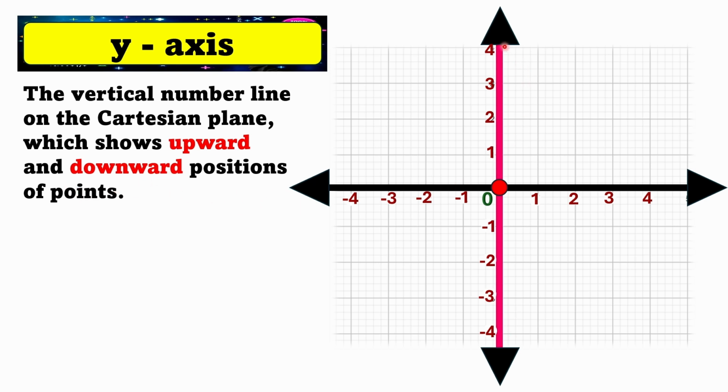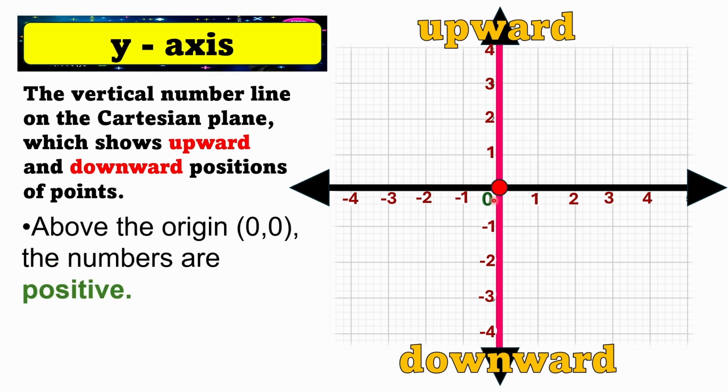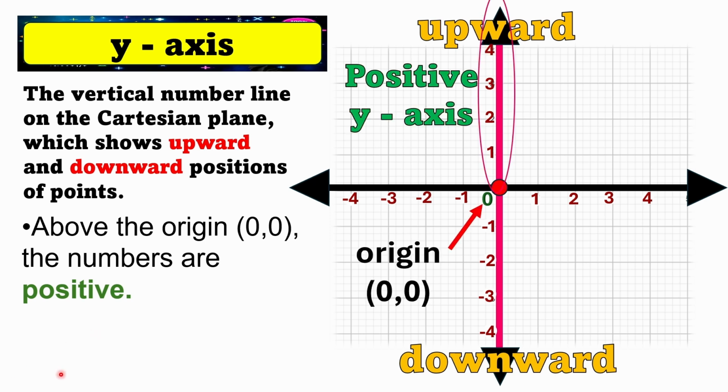This is what we call the y-axis. And this part from the origin going up is the upward direction. Next, from the origin going down, we have the downward direction. Above the origin, which is 0, 0, the numbers are positive. If this is the origin going up, we have 1, 2, 3, 4 positive numbers. And that is what we call the positive y-axis.